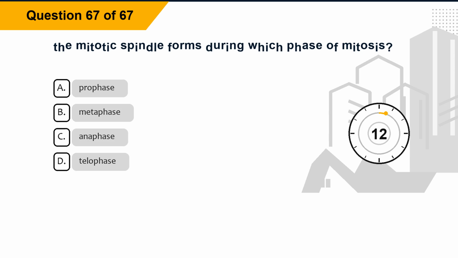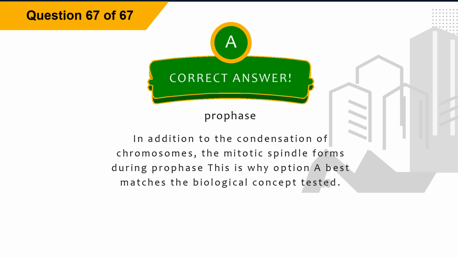Question 67. The mitotic spindle forms during which phase of mitosis? Option A, prophase. Option B, metaphase. Option C, anaphase. Option D, telophase. The correct answer is option A, prophase.